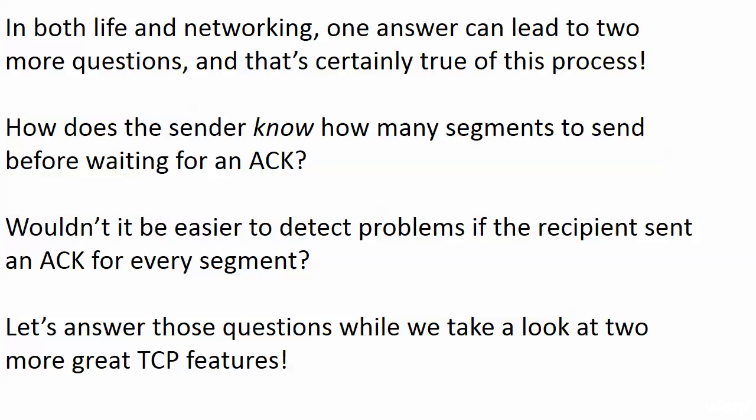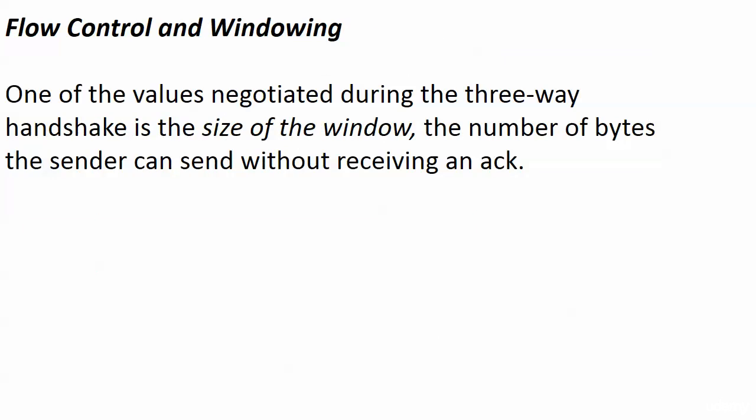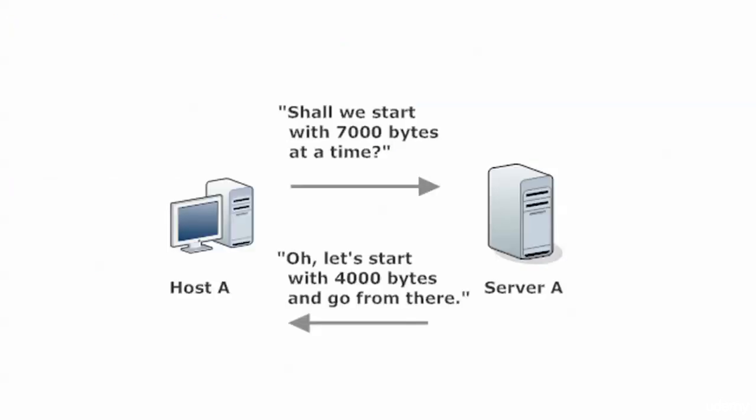Wouldn't that be faster? Well, we're going to answer those questions while we look at these two next TCP features. They're not new, but they're definitely next. Flow control and windowing. And going back to the three-way handshake, one of the values that's negotiated there is the size of the window. And this is the number of bytes the sender can transmit without receiving an ACK. There's a limit. And when that limit is reached, it's like, okay, I've got to hear an acknowledgement or I can't send anything else. And again, that's the little conversation. The host might say, 7,000 bytes at a time. And the server might respond with, let's start with 4,000 bytes and go from there.